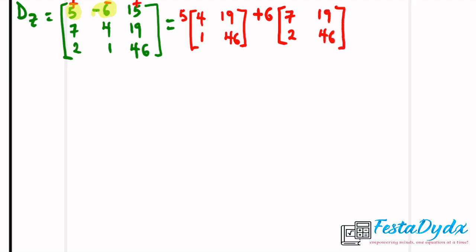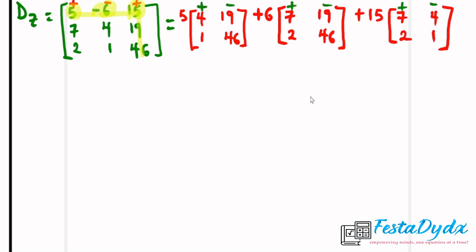So the last element there is plus 15. So we write plus 15 and form a 2 by 2 matrix. For 15, we're going to remove the rows and column associated with 15. Now we are left with 7, 4, 2, 1. Now let's solve this 2 by 2 matrix. Remember, plus, minus, and plus, minus.